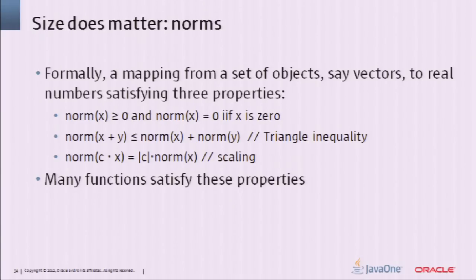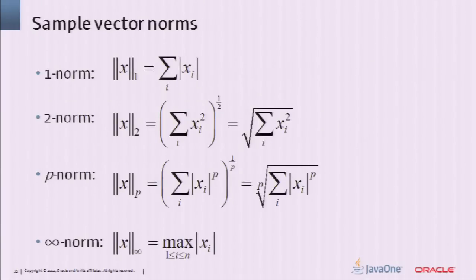Now, there are actually many functions that have these properties. So here are a few of them. They have different names. So the first one is called the one norm. And in the one norm, all you do is you take the absolute value of the numbers and you add them up. For the two norm, you might recognize this as Euclidean distance, or one way you usually measure size. You take the square root of the sum of the squares.